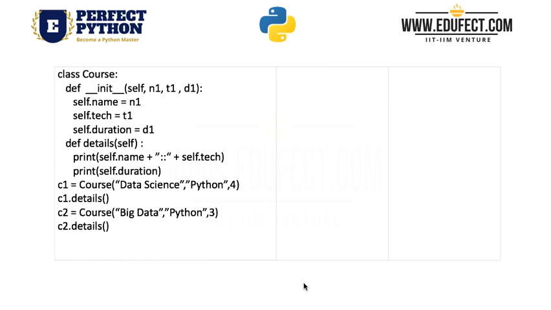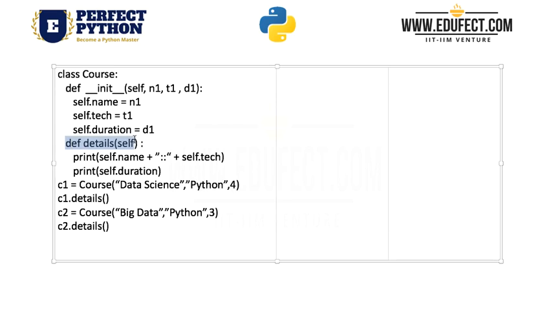Let's look at another example. Here we have the class Course that we had declared earlier, which had a constructor which took three parameters n1, t1, d1. And what are we defining? We're defining a method details which does not take any parameter, self refers to itself, and which will print the name, tech and duration. So let us see how this will work.